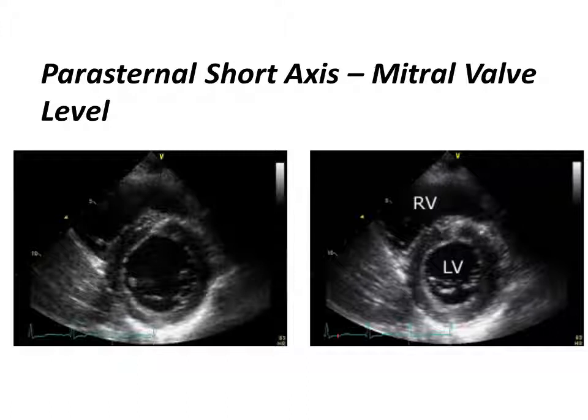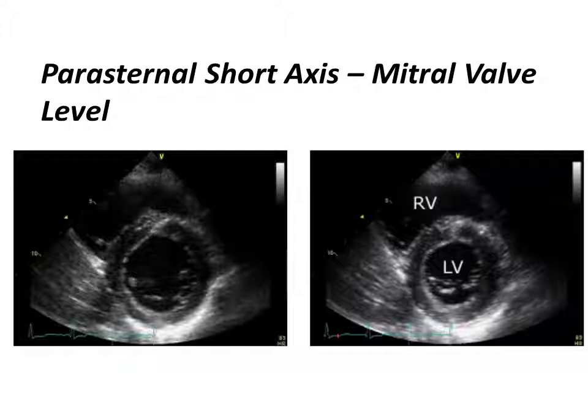So you see the right ventricle on the top. Again, you see it on the top because it's an anterior structure, so you see it closer to the probe. The probe is right at the top of the screen. So the right ventricle sort of surrounds the left ventricle in this view. Then you see the interventricular septum, the left ventricular cavity, and the mitral valve.